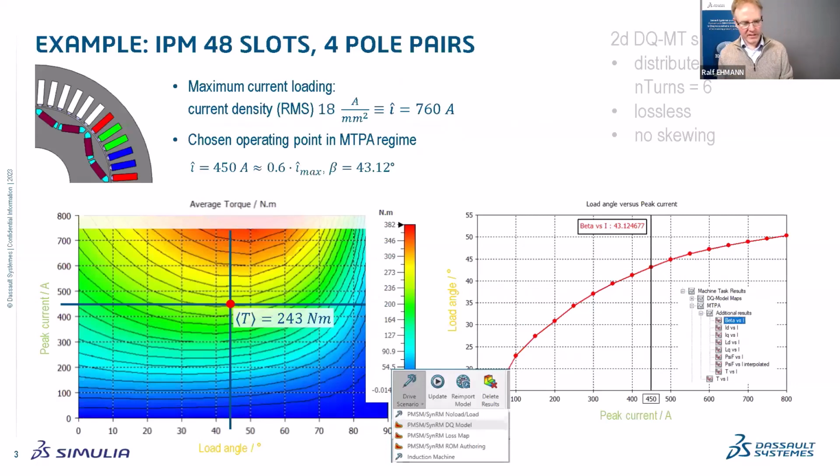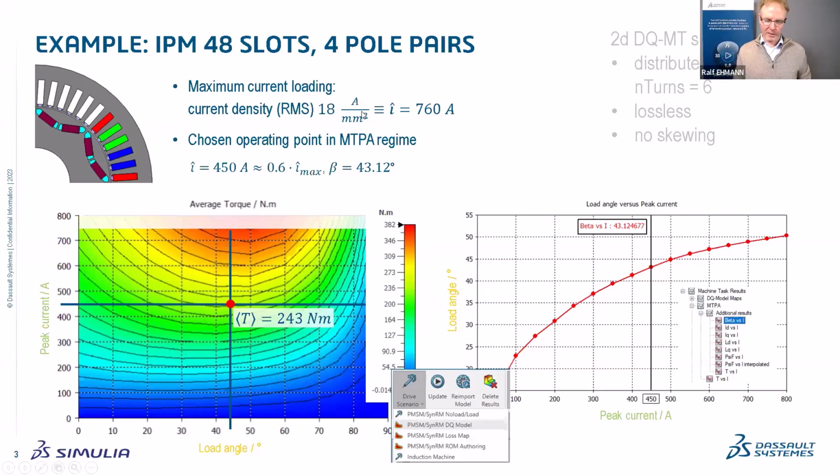Okay, we take an example. It is actually the same example that E was also using for his optimization. It's created out of our library. It's a 48 slot, four pole pairs machine, some common design for a traction drive. It's 150 millimeter long, and you see here it has around 380 Newton meters.